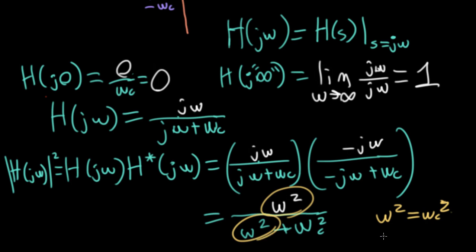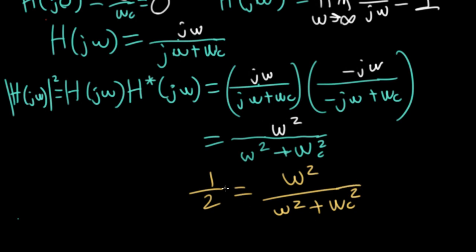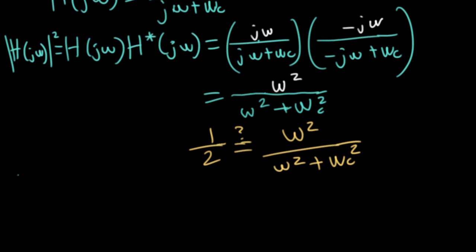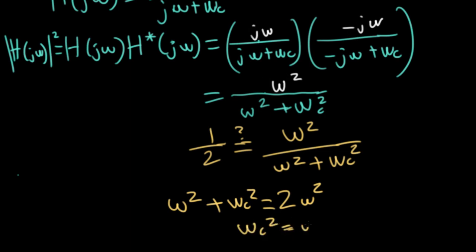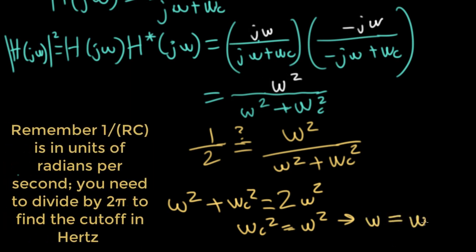It's not as obvious to see if you don't know the answer already, so we can write this out a little more explicitly. I'll say that 1/2 is equal to omega squared over omega squared plus omega c squared. And really what I'm asking is, for what omega is this true? Let's see, so I could cross multiply here, and then I'll have 2 omega squared on the right, and omega squared plus omega c squared on the left. If I subtract omega squared from each side, I get omega c squared equals omega squared. So of course the half power point is the place where omega equals omega c. So it's the same for either the high pass or the low pass filter.